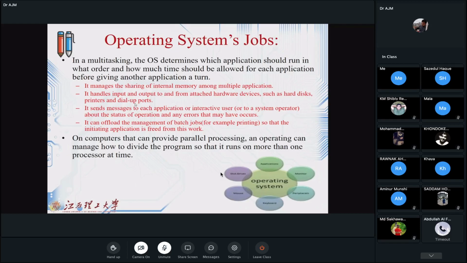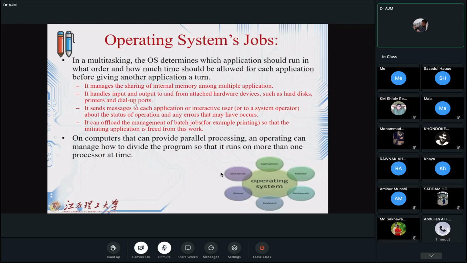We have one word that we call multitasking. Multitasking is something like that: you can do some jobs in parallel mode. You will do multiple jobs or multiple tasks. And the OS determines which application should run in what order and how much time should be allowed for each application. It's very important.